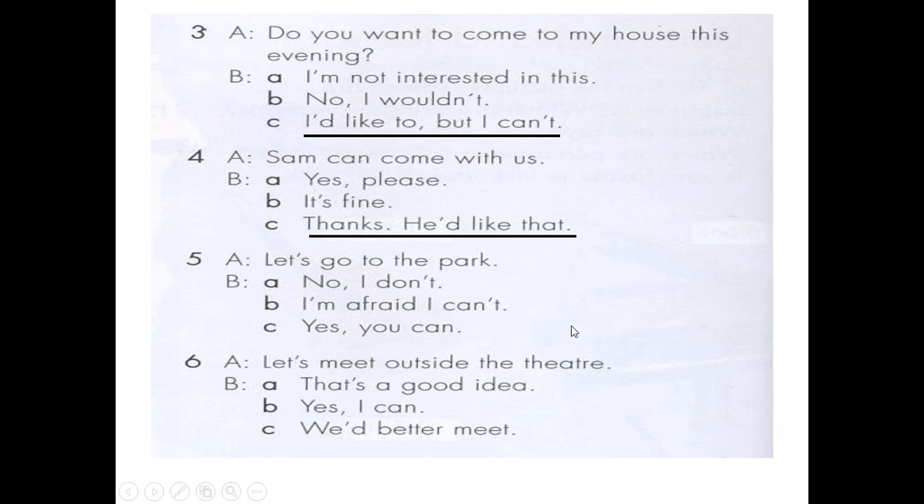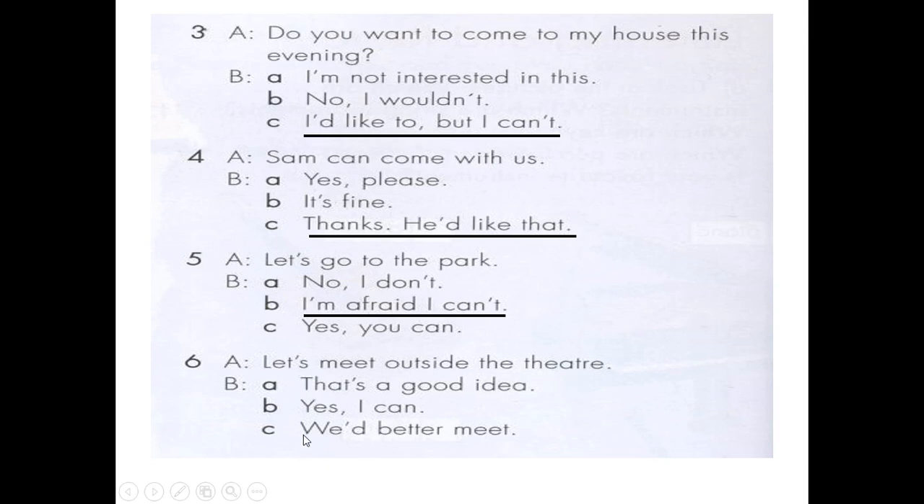Number 5, let's go to the park. No, I don't. I'm afraid I can't. Yes, you can. Well, normally, when somebody says, let's go to the park, do you say, no, I don't? Or I'm afraid I can't, or yes, you can. So the answer is, I'm afraid I can't. I'm sorry, I can't. Not, no, I don't, because the question should begin with do. Do you? Okay, no, I don't. Yes, I do.